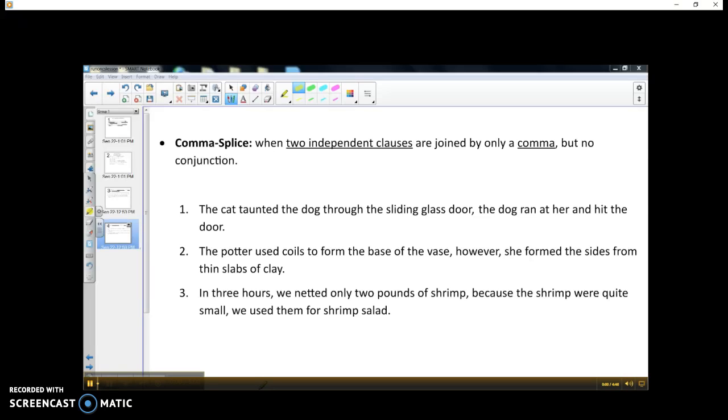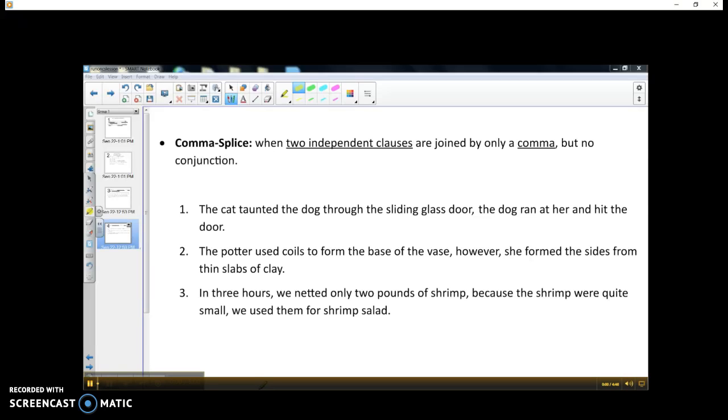I mean, just for example, it would make no sense to say in 3 hours we netted only 2 pounds of shrimp because the shrimp were quite small. The size of the shrimp had nothing to do with why they netted only 2 pounds of shrimp. It actually makes more sense to say because the shrimp were quite small, we used them for shrimp salad. That was more the logical reasoning for the shrimp salad.